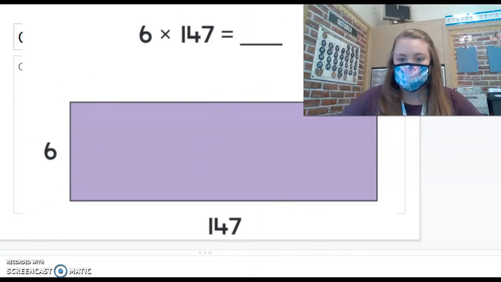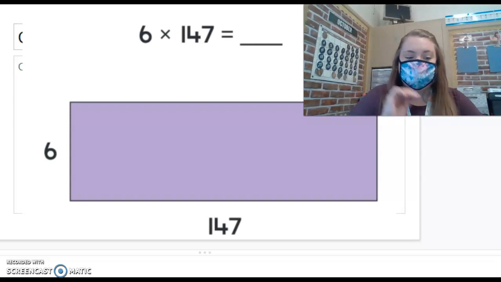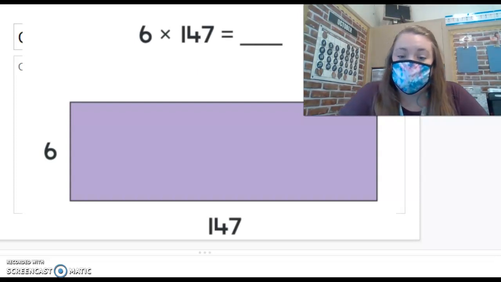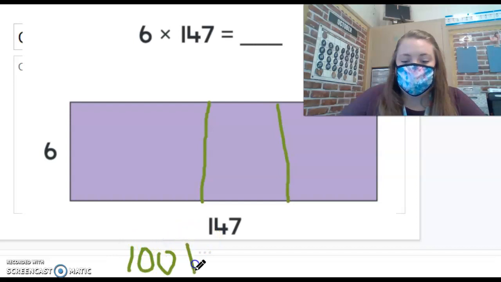All right, so now let's toss in another digit. There we go. So now we're going to do 6 times 147. So we separated the tens from the ones. So this time, we're going to separate the hundreds, the tens, and the ones. So we're going to separate it into 100, 40, and 7. So 100 plus 40 plus 7 would be 147.